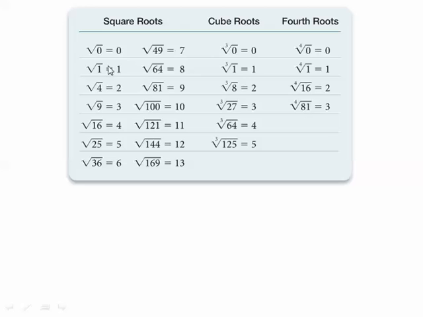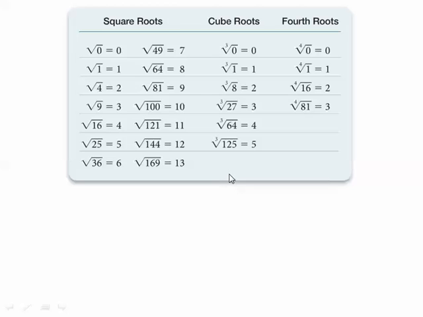1 is a perfect everything, right? 1's a perfect square, 1's a perfect cube. 16 is kind of funny. 16 is a perfect fourth root, also a perfect square. So be mindful that you've got to think of what you're doing. You can't just say 16. It has to be a fourth root of 16 or a square root of 16. They'll give you different answers.